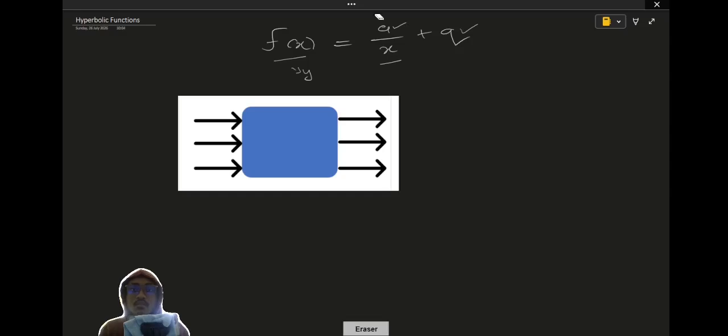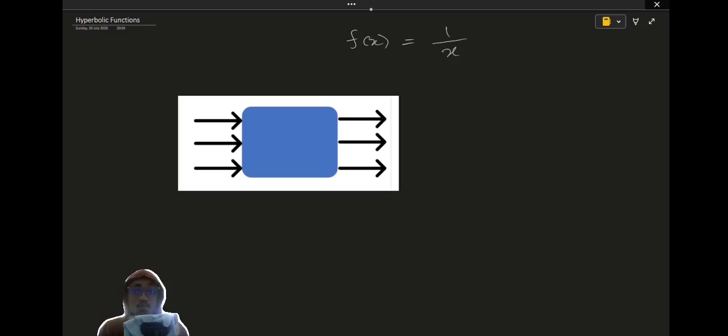All right, but before we even talk about the q and anything else, let's start with a very standard, very simple hyperbolic function. So this will be f of x is equal to 1 over x. So now this means I've replaced a with 1. Do you see that? There was an a above, in the numerator, and now we have 1. I'm sure you can see that.